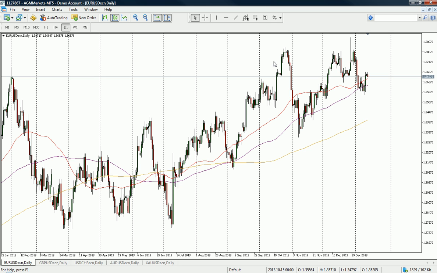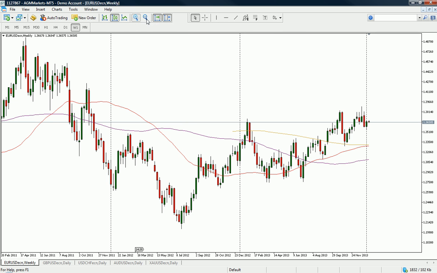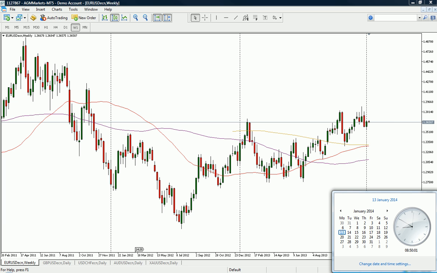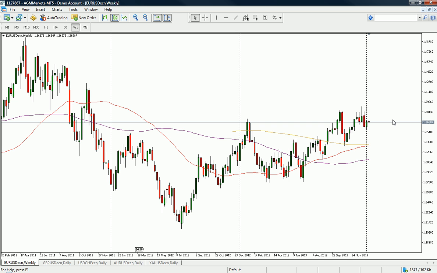So what has been going on? Let's have a quick look at the weekly. Last week's weekly candle was fairly bullish on the euro. It has a bit of a lower wick there, a hammer formation. This is the 3rd week now into the new year.